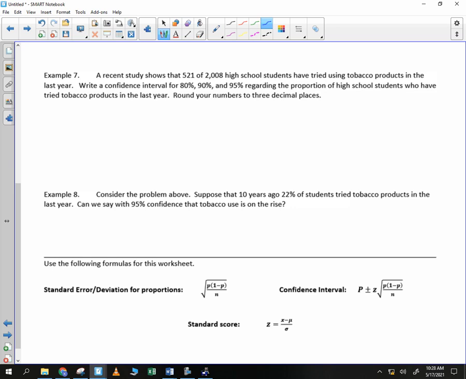A recent study shows that 521 of 2,008 high school students have tried using tobacco products in the last year. Write a confidence interval for 80, 90, 95 regarding the proportion of students who have tried tobacco in the last year. Round your numbers to 3 decimal places. I would like you to actually set this one up on your own. This group here, take the 90%. You guys here, take the 95%. And you guys in the middle, take the 80%.